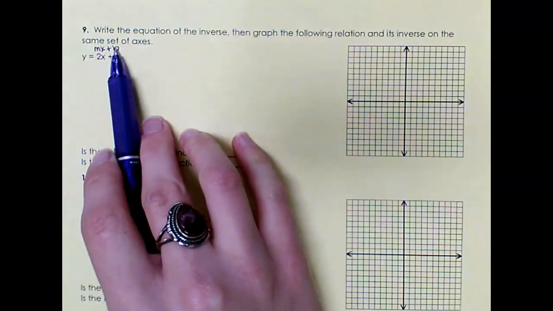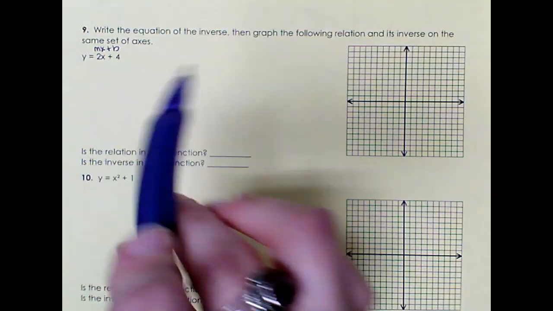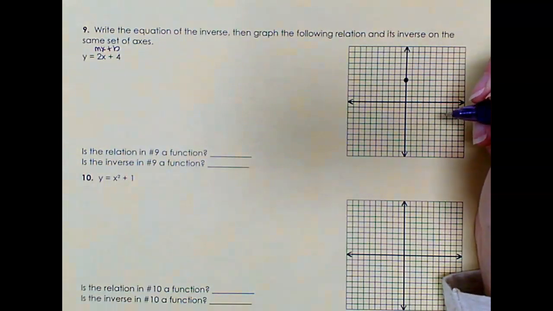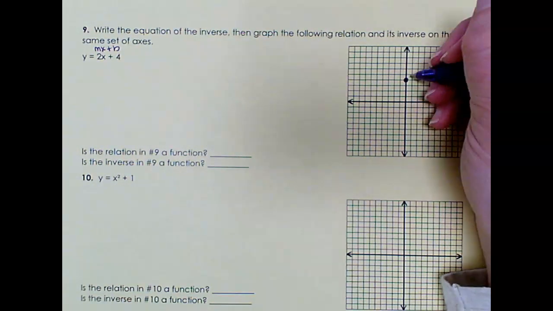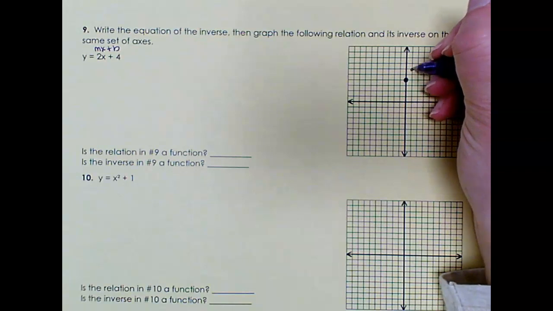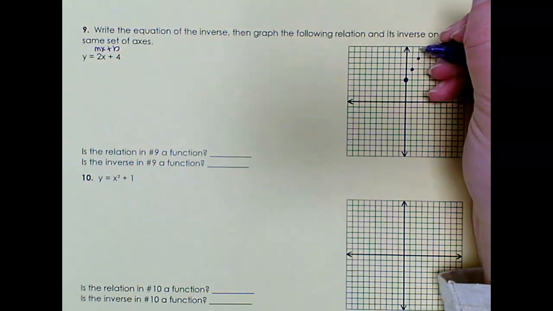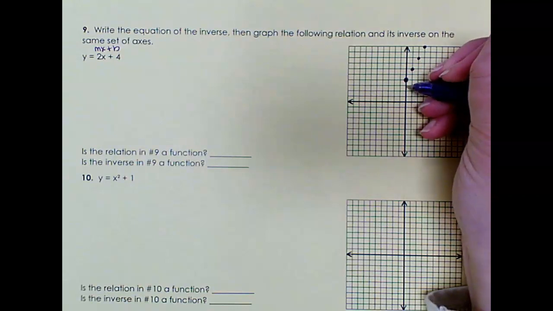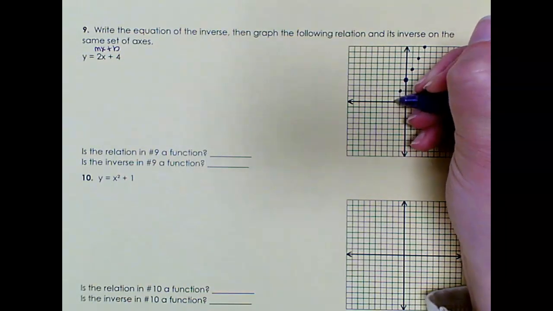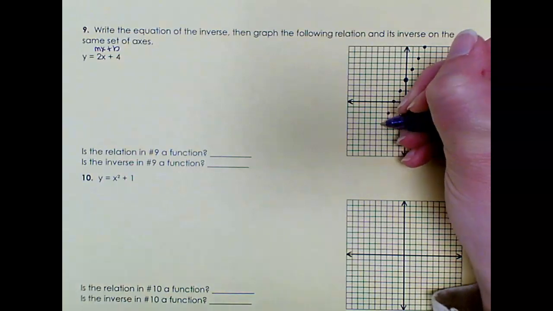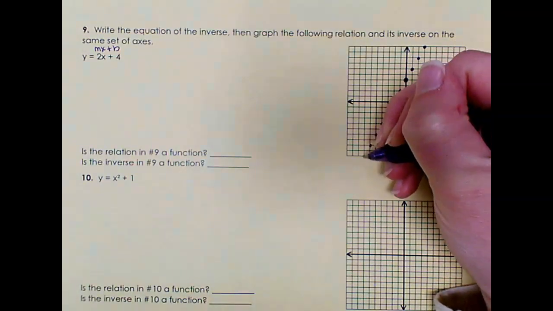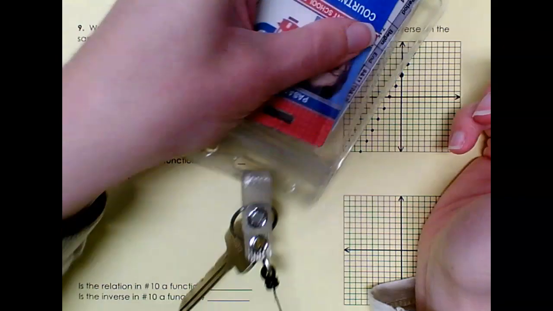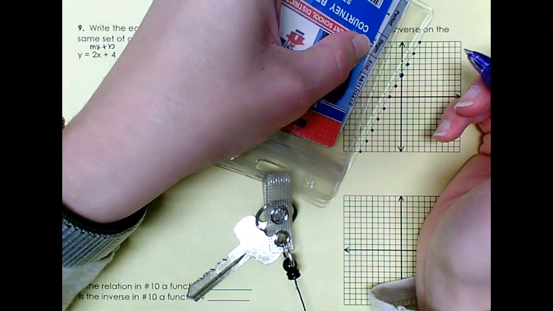The original has a y-intercept or a starting value at 4. So I'm going to go plot that starting value of 4. The slope is 2, or 2 over 1, so I'm going to go up 2 and over 1, rise 2, run 1, rise 2, run 1. I'm going to do the same thing backwards, so down 2, left 1, down 2, left 1. And I'm going to use a straight edge to complete that graph.